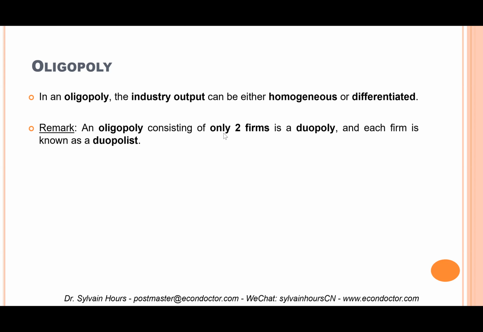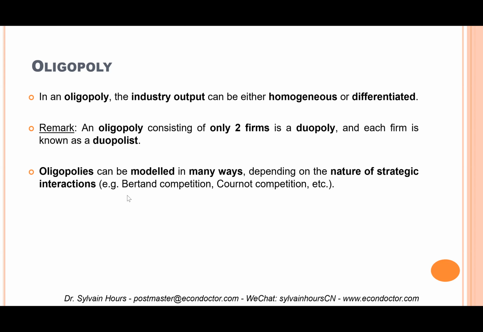If we only have two firms, we call that a duopoly, and each firm is known as a duopolist. Okay, just wanted to make this remark. So if your students see duopoly, then they know that this is just an oligopoly with two firms. Okay, the rest here is not extremely important. I just wanted to say that there are different models.